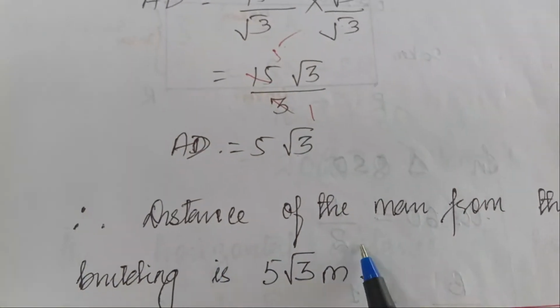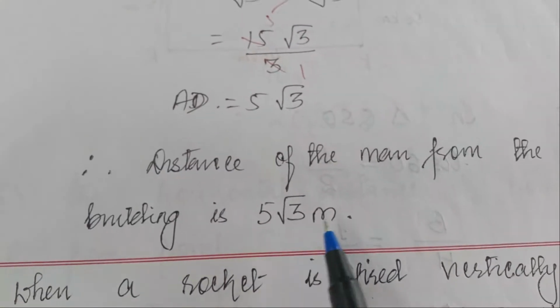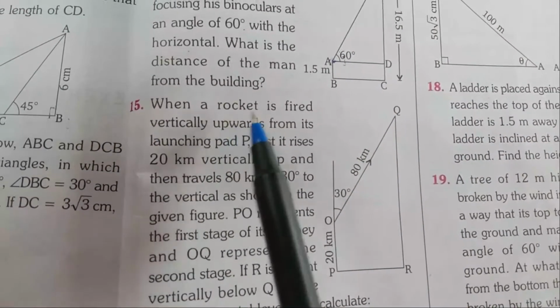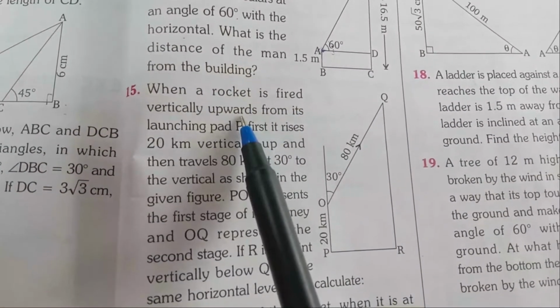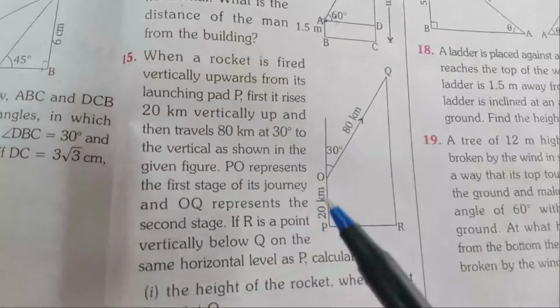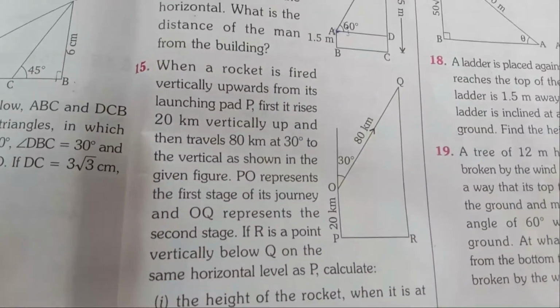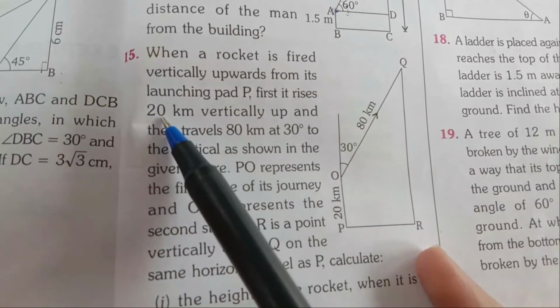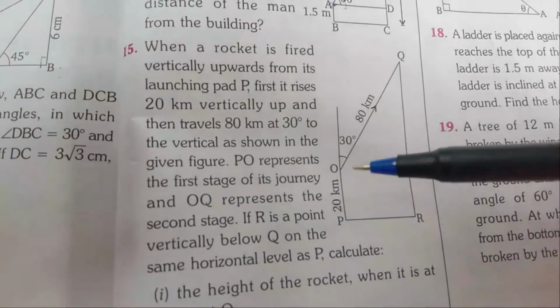So the distance of the man from the building is 5 root 3 meter. Now question number 15 is, when a rocket is fired vertically upward from its launching pad P. So from here the point P, a rocket is launched. First the rocket rises 20 km vertically up.